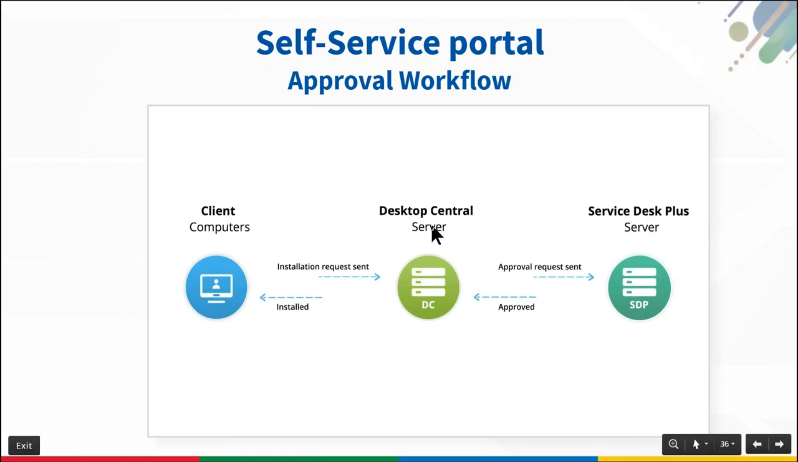So assume that Desktop Central has been integrated with the Service Desk Plus tool now. The end user who is requesting the installation from the self-service portal, the request will be sent to the Desktop Central server, and then it will be sent to Service Desk Plus. Then the approver will approve the request, and then the application will be installed automatically on the client machine. So this is how it works in the background.